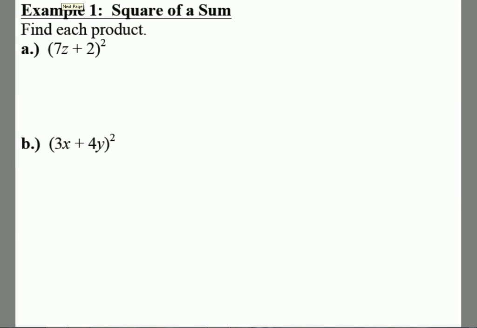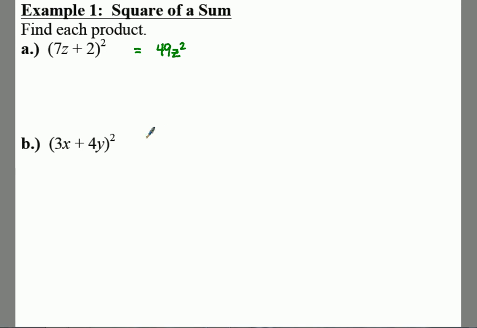So let's try the shortcut. I'm not even going to write them out twice. You can if you want, but I'm going to show you the shortcut because it'll make your life much easier. If I want to simplify 7z plus 2 quantity squared, I'm going to have 3 terms in my final answer. I'm going to have 7z squared, so I have to square the 7, which gives us 49, and square the z, which gives us z squared. So there's my first term.